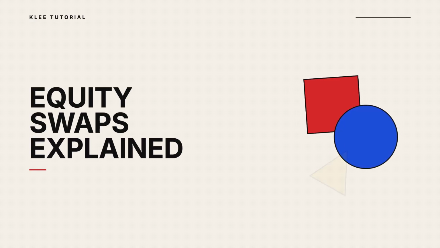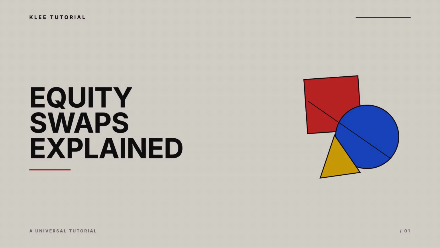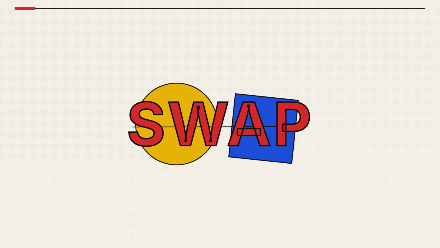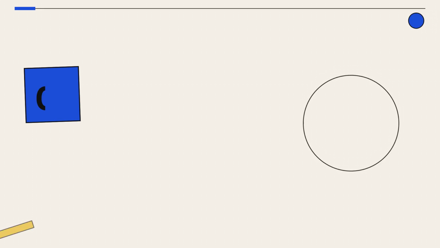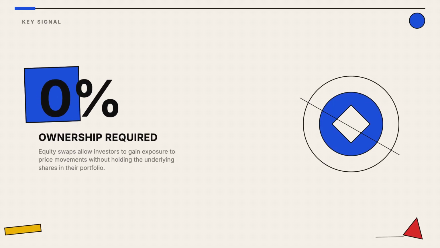An equity swap is a financial contract that lets two parties exchange the returns of an asset without actually owning it. At its core, this is a derivative contract. You are not buying the stock itself, but rather the performance of that stock. Because you do not own the asset, you avoid the administrative burdens of holding physical shares while still capturing price changes.